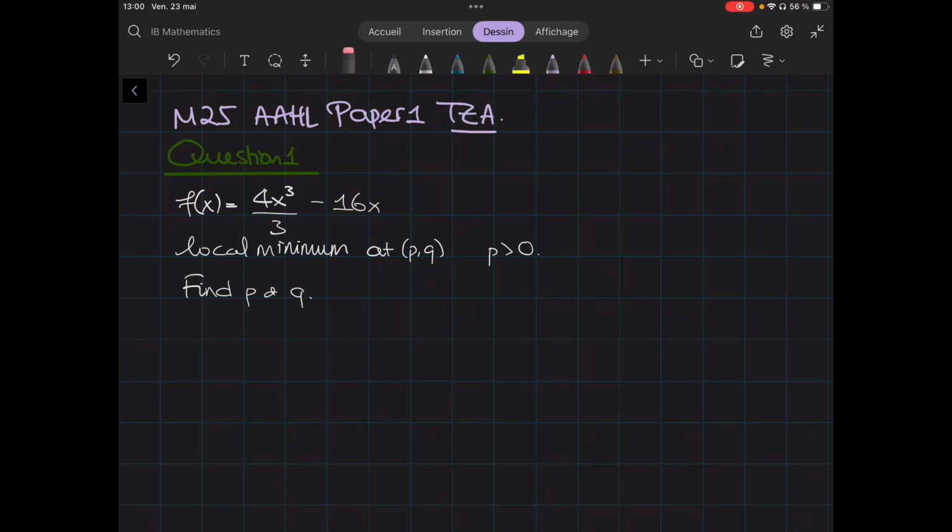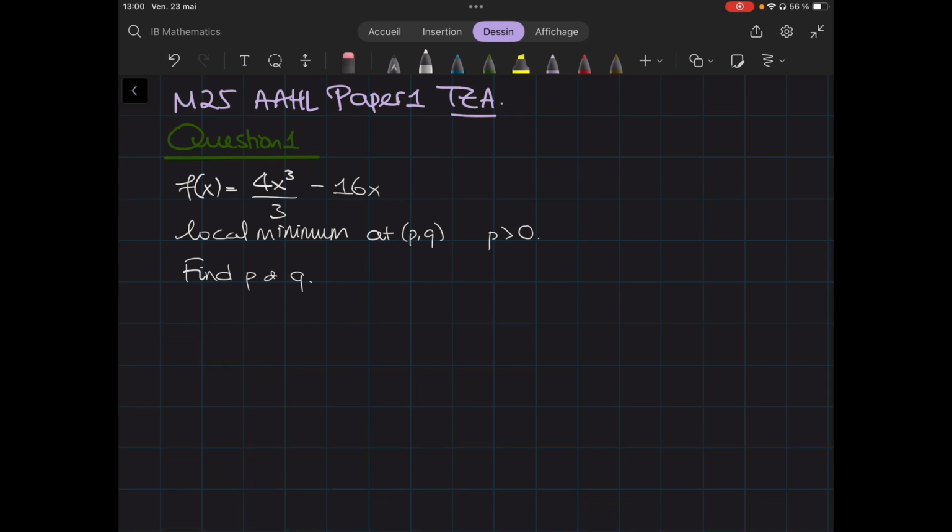Hey yo, so today we're gonna look at the M25 AAHL Paper 1 time zone A. We're gonna look at the first question concerning a cubic function with a local minimum at P and Q. We are asked to find the values of P and Q. This is a very straightforward start of a paper.